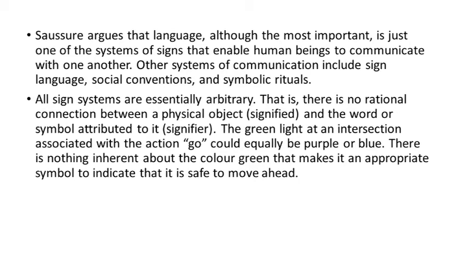Saussure argues that language is just one of the systems of signs that enable human beings to communicate, but we can say it is the most important system of signs that enables human beings to communicate with one another. And there are other ways to communicate. There are other signs in other systems to communicate with people, for example, certain rituals in temples, or certain social conventions, or sign language, or whatever it is.